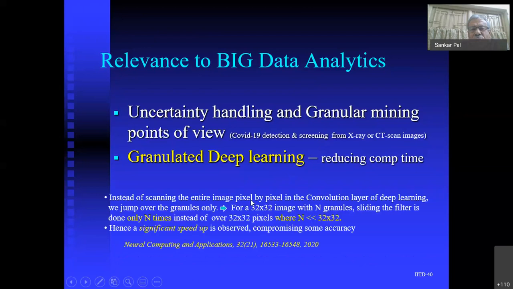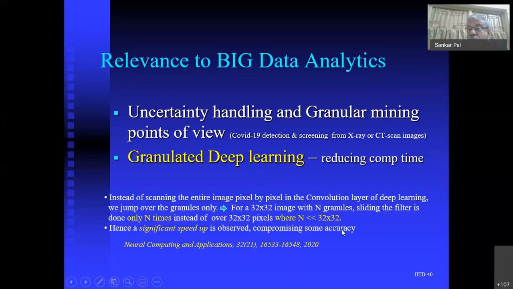So what do we do? Instead of playing with the convolutional layer entirely pixel by pixel, you make granules. Suppose from a 32 by 32 image, we convert it to n granules based on similarity of color. This neighborhood is called spatial color similarity, spatial and neighbor, with respect to a threshold. Then n is much, much less than 32 by 32. So I reduce the computation time, but at the cost of some accuracy.